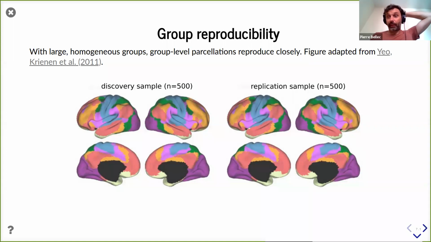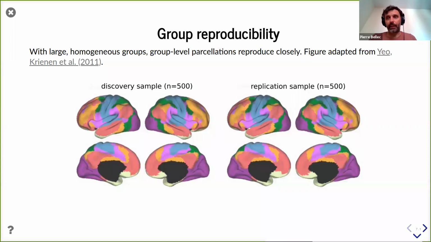That would be a criteria to get a good parcellation. And for the group reproducibility, I should say that at least if you have a homogeneous population and several hundred subjects, this converges toward very stable results. And actually in the Yeo-Krienen paper, they had created a discovery and replication sample with 500 subjects for each parcellation. And the level of reproducibility is very high.